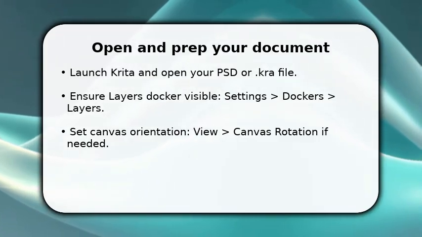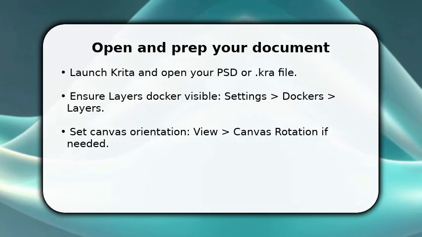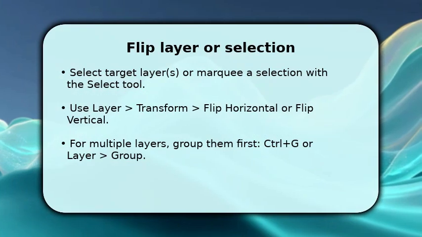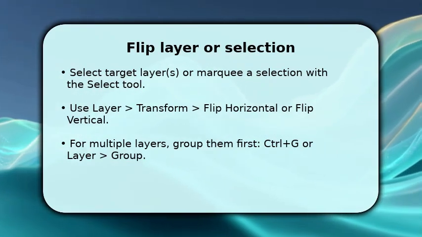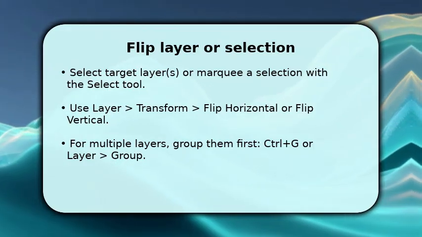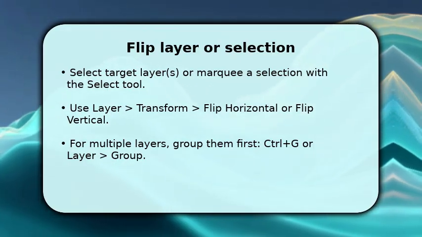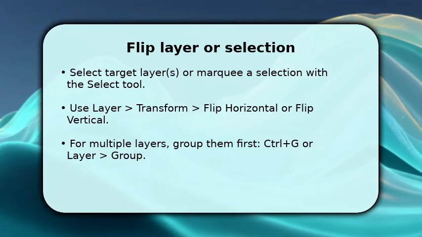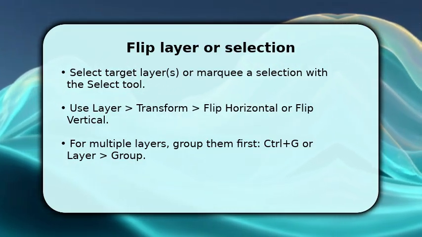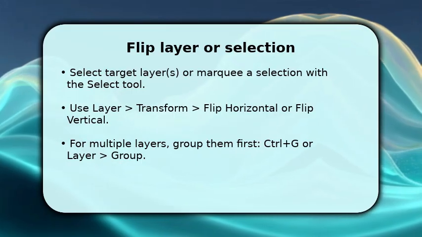Now select the specific layer or group you intend to flip so the next step applies only where you want it. You now choose whether to flip a single layer, multiple layers, or only a selection. Select the layer or marquee the area. If multiple layers, group them with Ctrl+G so transforms stay coherent. Then go to Layer menu, Transform, and pick Flip Horizontal or Flip Vertical to mirror your content.